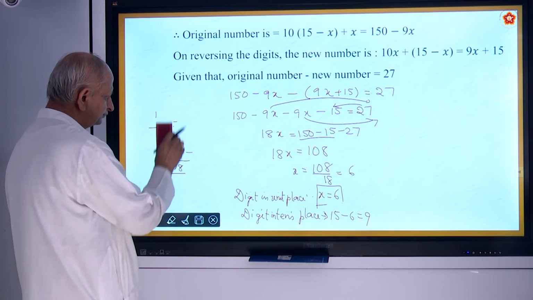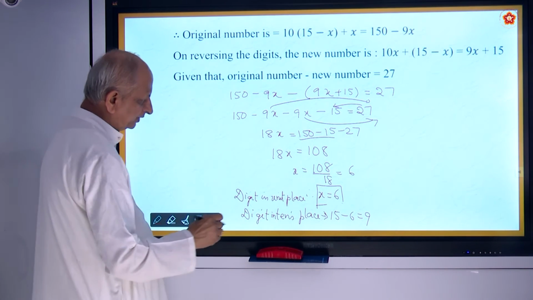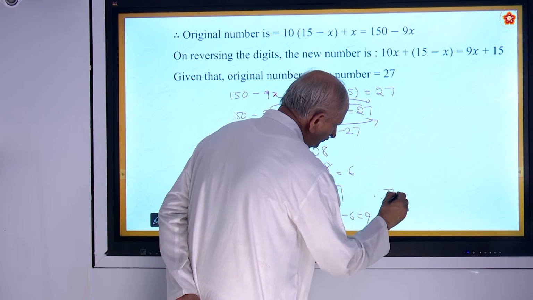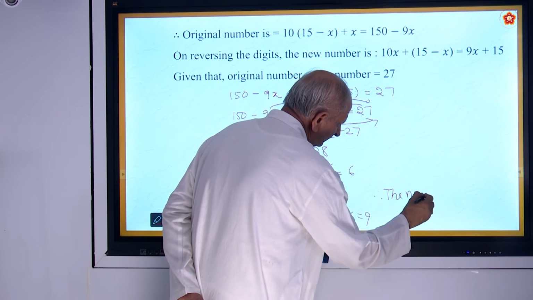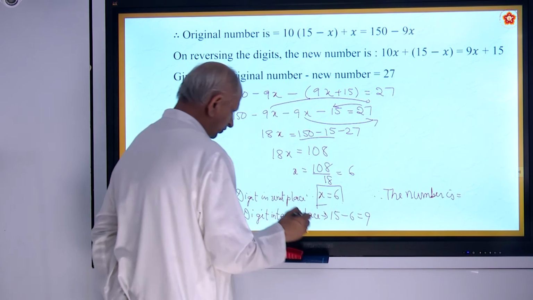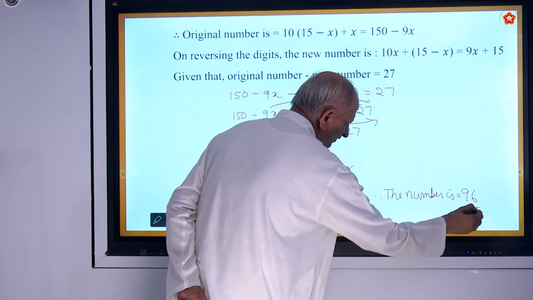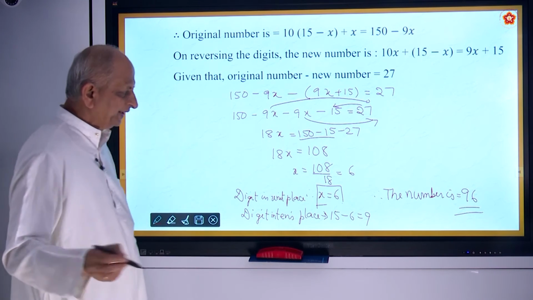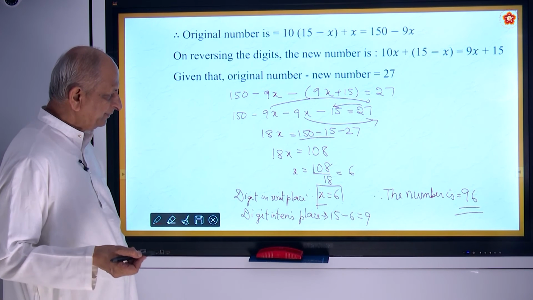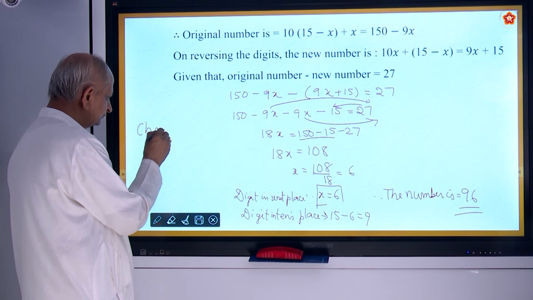Therefore, the number is, that is the answer. How to write the number? Units place you have 6, tens place you have 9. So 96 is the number. So what you guessed also is correct. Suppose you reverse it, it becomes 69. So how to do the checking?